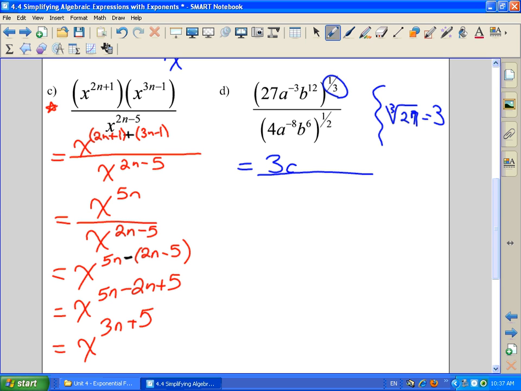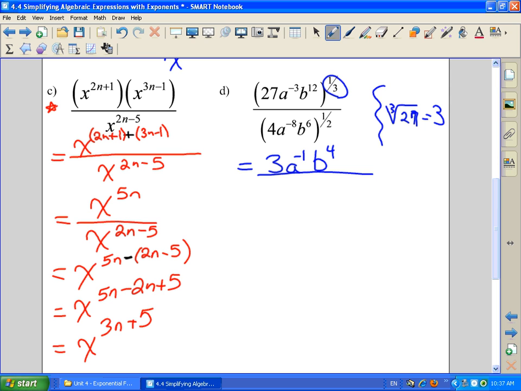And then when I go to look at my a, it's power of a power. Again, use your fraction button if you need to. Or what's negative 3 times 1/3? It's negative 1. Now let's take a look at the b exponent. We have b to the 12th times 1/3. So really that's 12 divided by 3, which gives you 4.